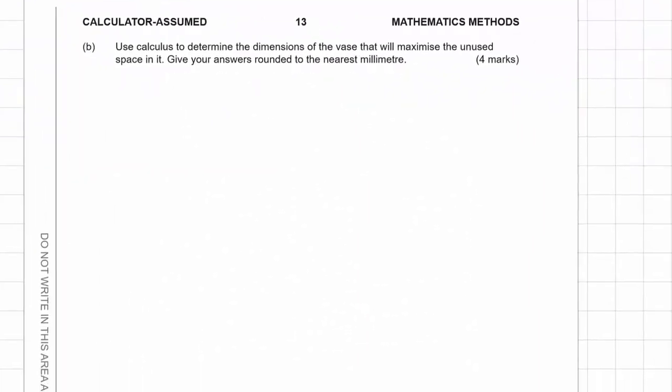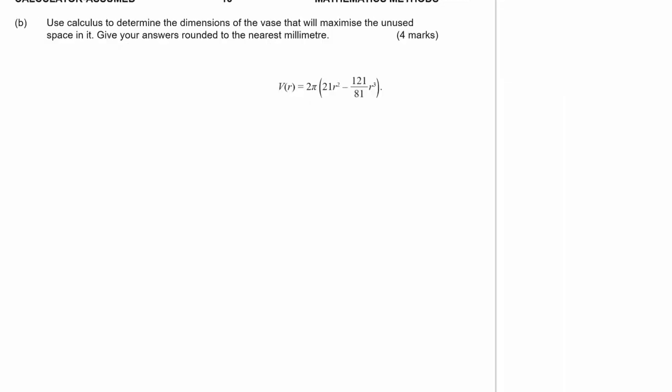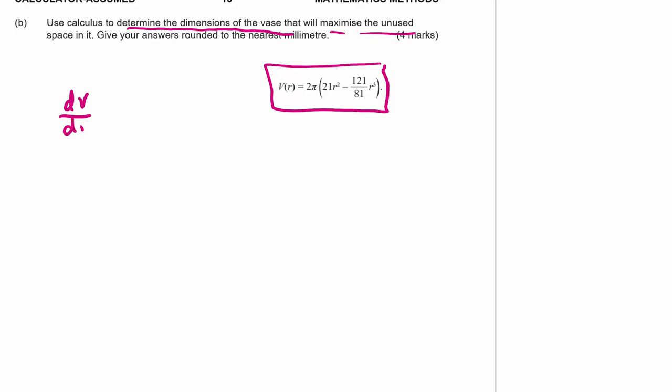Use calculus to determine the dimensions of the vase that will maximize the unused space in it. Give answers rounded to the nearest millimeter. So I've just brought over the expression that we need for the volume, and what do we want? We want the dimensions of the vase that will maximize the unused space in it. So we're going to need dV dr is equal to 0.